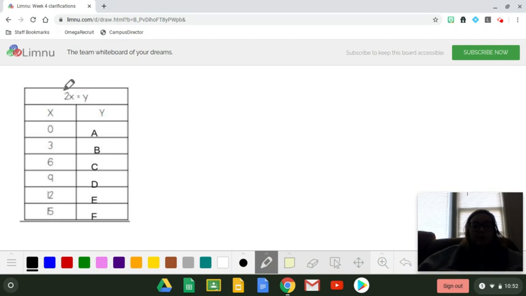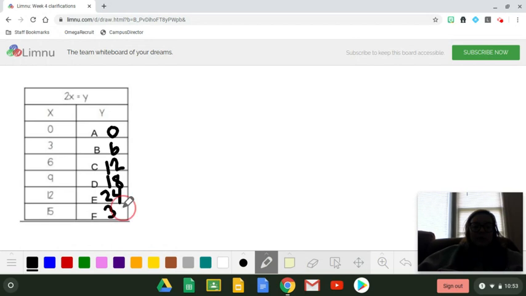2x equals y, which means 2 times that x value equals your y value. So 2 times 0 is 0. So your y value would be 0. 2 times 3 is 6. Your y value is 6. 2 times 6, 12. Your y value is 12. 2 times 9, 18. 2 times 12, 24. 2 times 15 is 30.